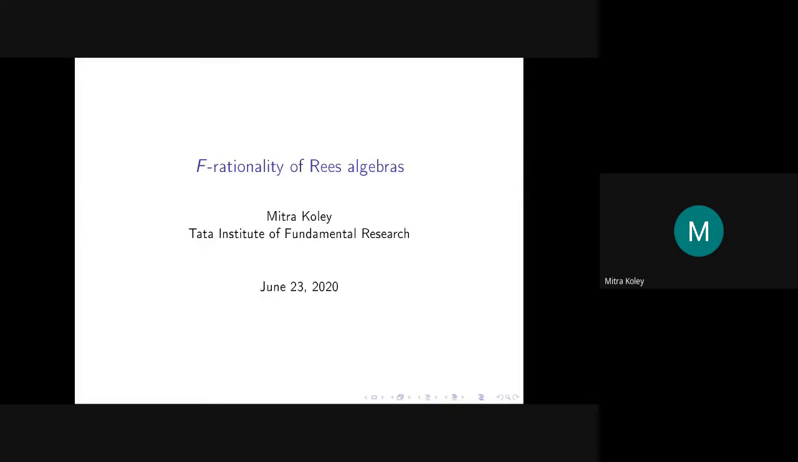Thank you for giving me the opportunity to present my work here. So today we'll discuss F-rationality of Rees algebras. The study in this direction was initiated by Anurag Singh. Then the theory was systematically developed by Hara, Watanabe and Yoshida, and in a joint project with my advisor, Professor Manoj Kumini, we further study and extend the theory. So let's begin.